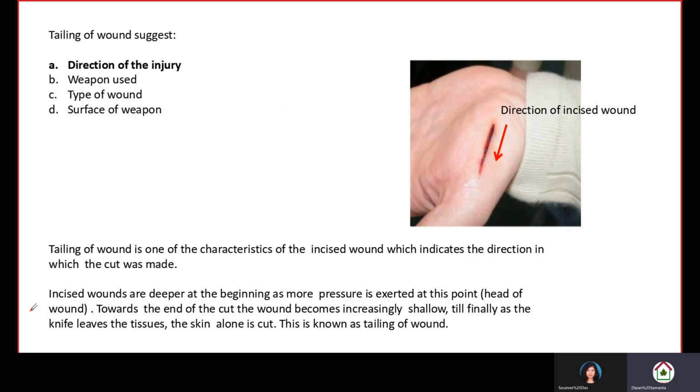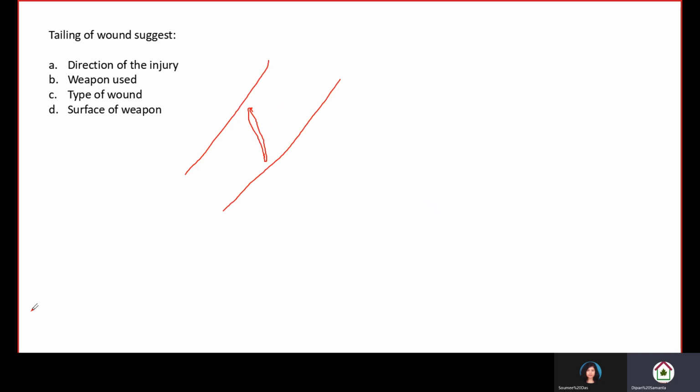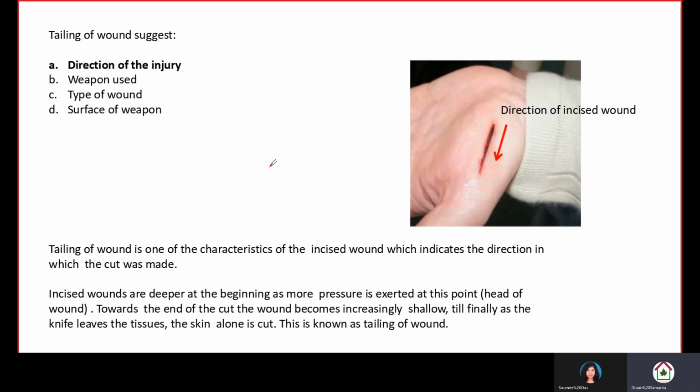Direction of injury. Now you see, in the drawing that I made, the first portion is wider and deeper. This is the head portion, and this is the tail portion, which is narrower and shallower. So tailing of wound is one of the characteristics of the incised wound that indicates the direction in which the cut was made.